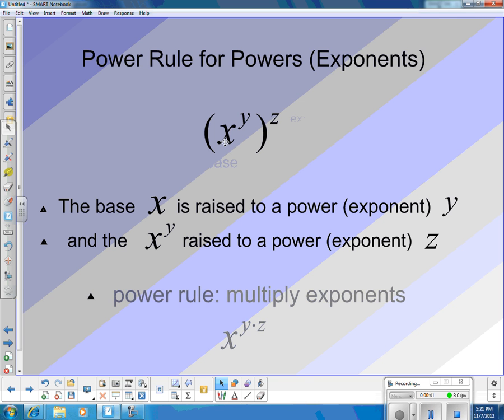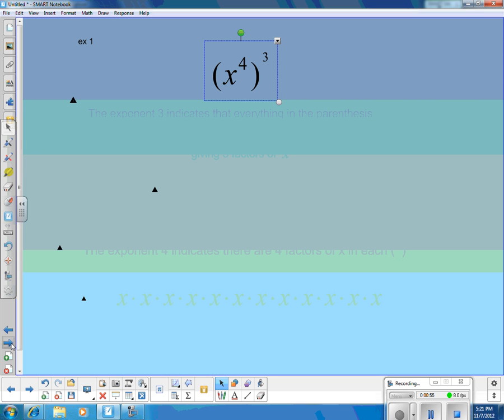The power rule tells us that if we have x raised to the y power and we're raising that again to a z power, we're going to multiply our exponents. I'll explain why this works. Here's an example. I have x to the fourth power raised again to the third power.